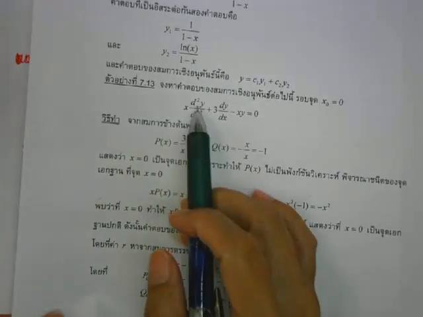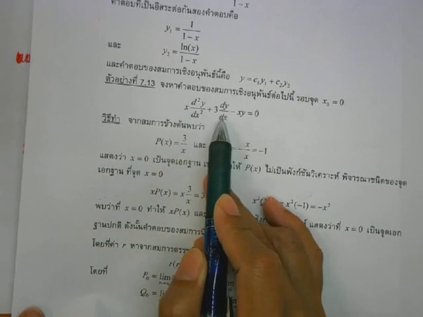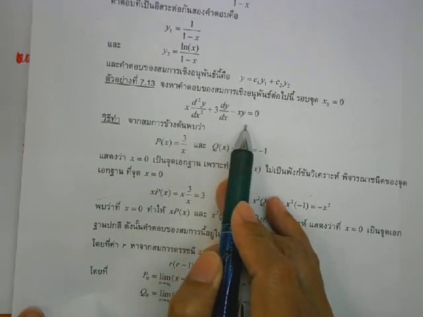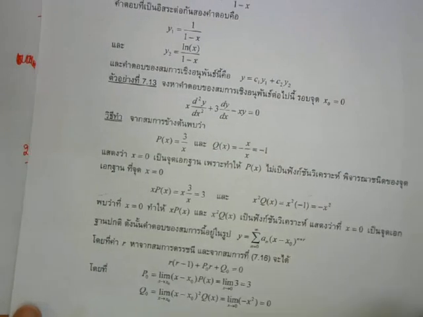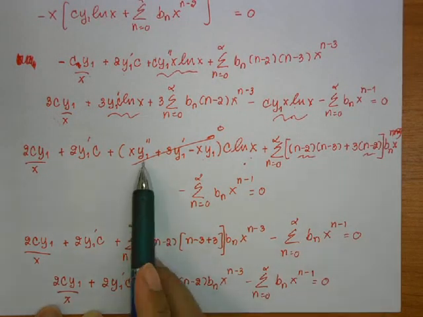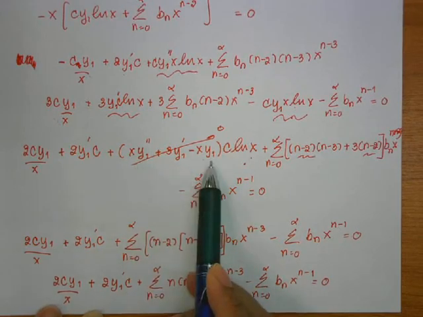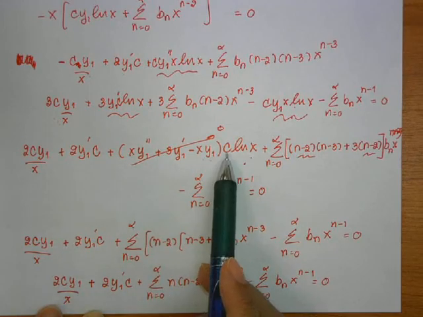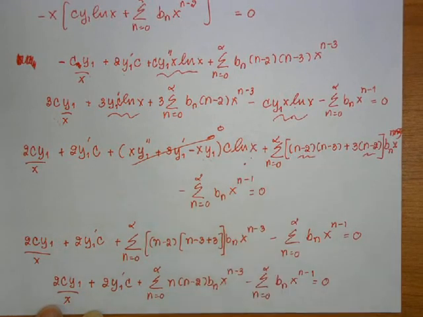If you rearrange in such a way that you get x times the second derivative of y plus 3 times the first derivative of y minus xy, this one equals 0. That's what we did here. This is from the problem statement. It's equal to 0, so any term which is multiplied by this one would go to 0. That makes the equation even simpler.